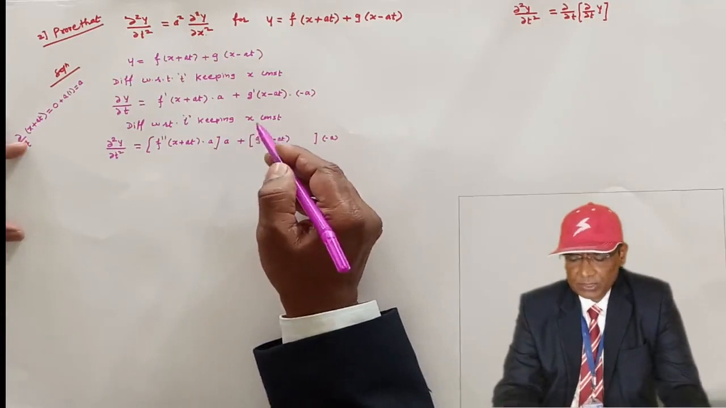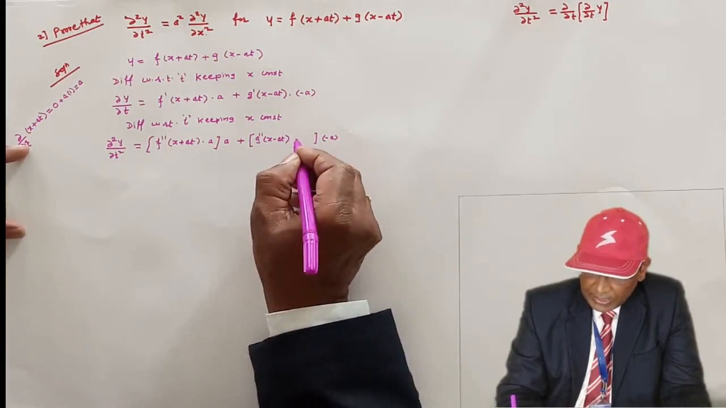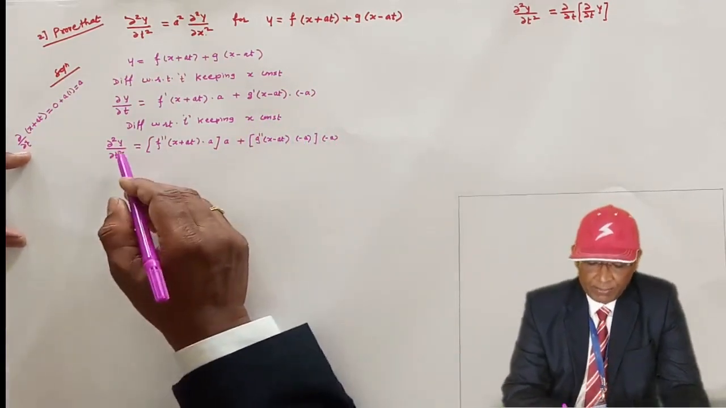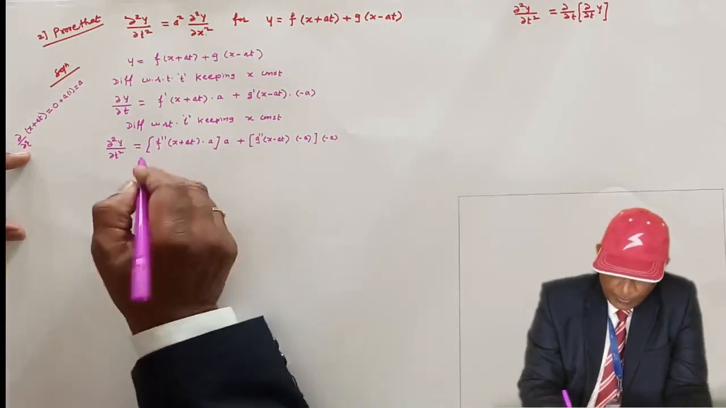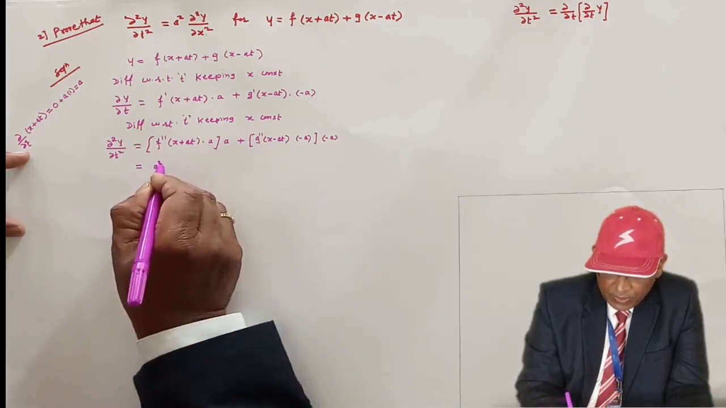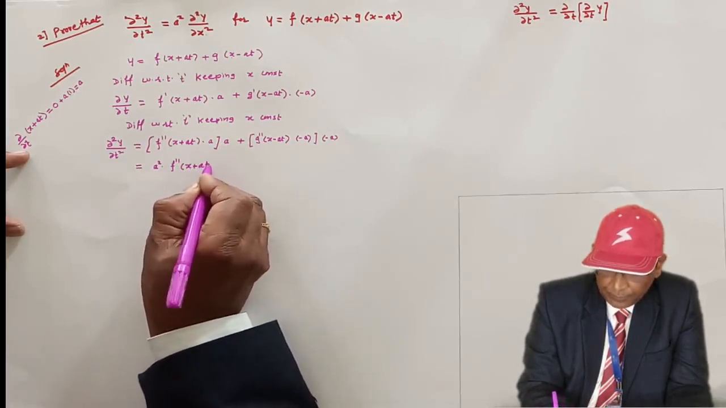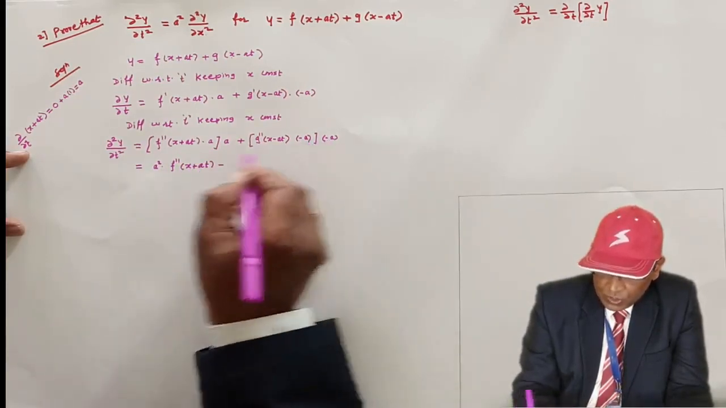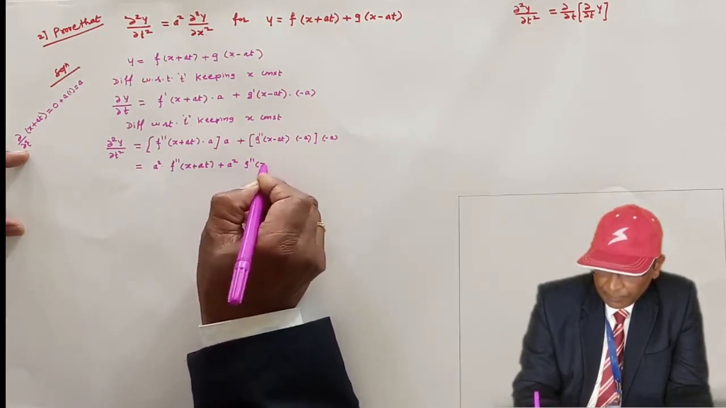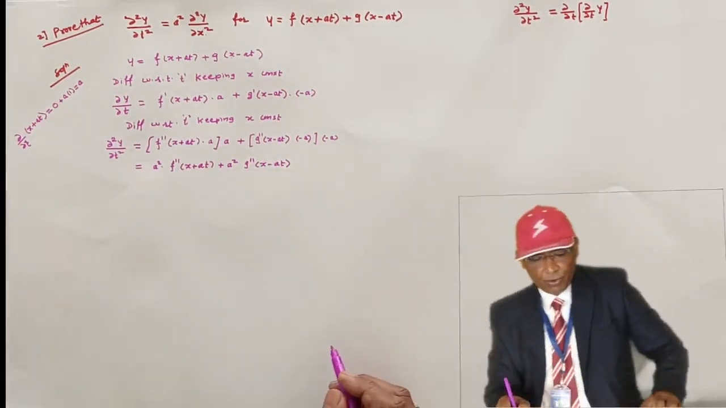You may call this a prime or dash, this will depend on you. The derivative of x minus at with respect to t is minus a. In this way, the double derivative of y with respect to t we have obtained. Now try to simplify it. A multiplied by a is a square, which is constant. This as it is, minus times minus gives plus a square, and this is as it is. So in this way, the double derivative of y we found.